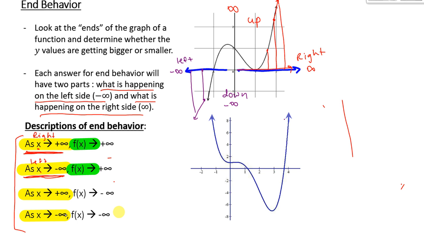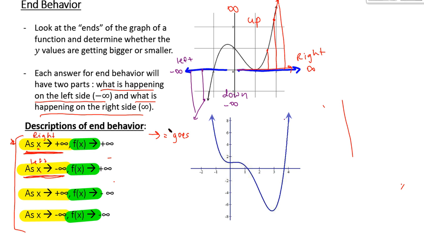So these are the two different types of possible answers that you can have. And here's how they are read. This first one right here says, as x goes to, that little arrow means goes to, whoops, that was ugly. So that little arrow inside there, this guy right here, means goes to. So the arrow means goes to.